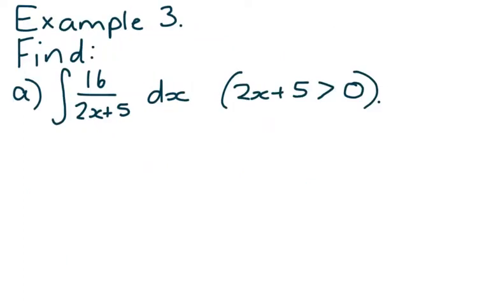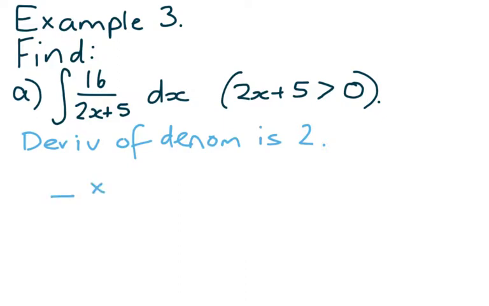Example 3. Find the integral of 16 over 2x plus 5 dx for the denominator being greater than 0. So again, we look at our derivative. The derivative of the denominator here is 2. And we know that it is present because we can make 16 using 2. So again, we've got to multiply the integral by something. So we're going to have the integral of 2 over 2x plus 5 dx.